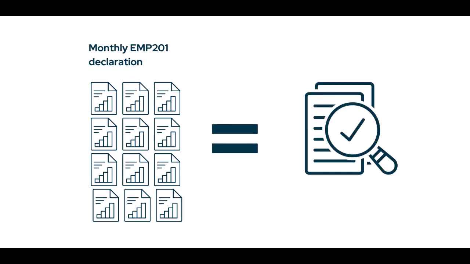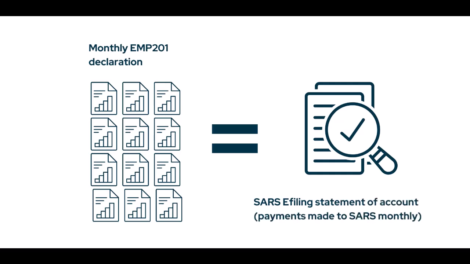This reconciliation is between the EMP201 returns and the information that SARS has in terms of payments made by the company. It is the employer's obligation to deduct and declare the correct amount of employees' tax from each employee's remuneration and pay this over to SARS on a monthly basis.